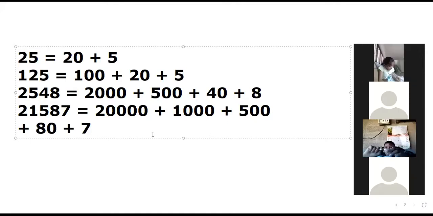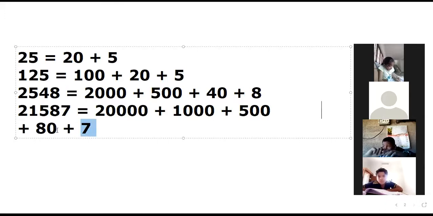Okay, here we have the places: ones, tens, hundreds, thousands, and 10,000s. From this, we can make a place value chart. These are the places, right? Ones, tens, hundreds, thousands, ten thousands are the places. From these places, we can make a place value chart.